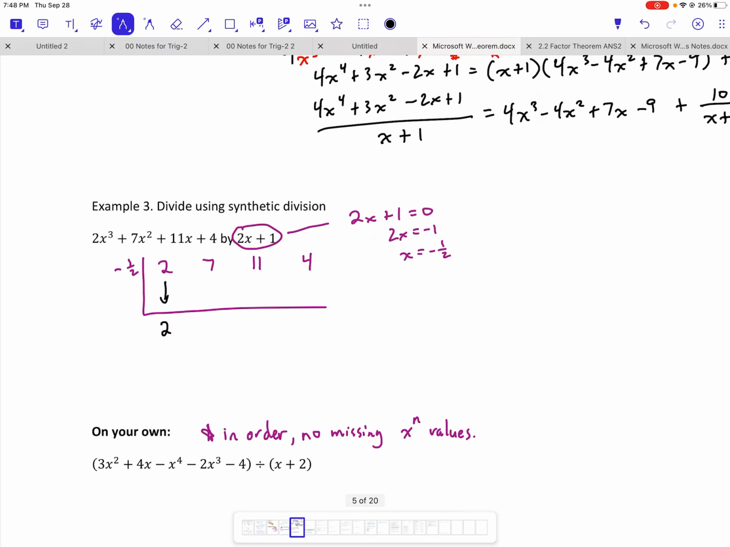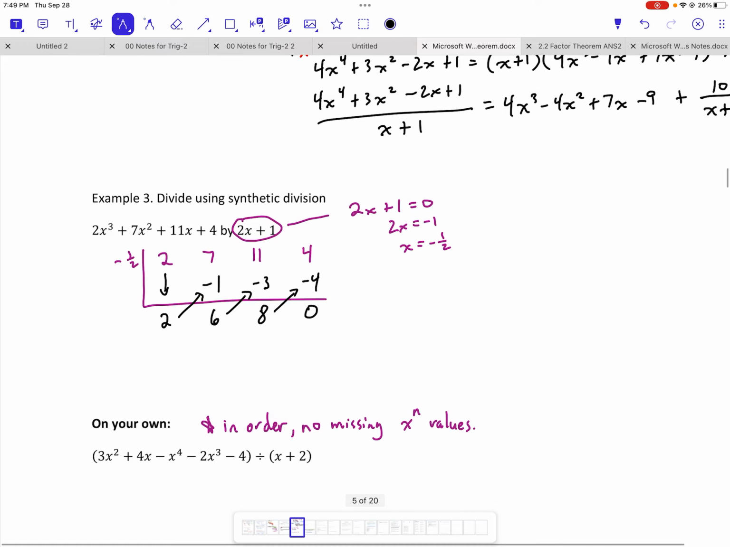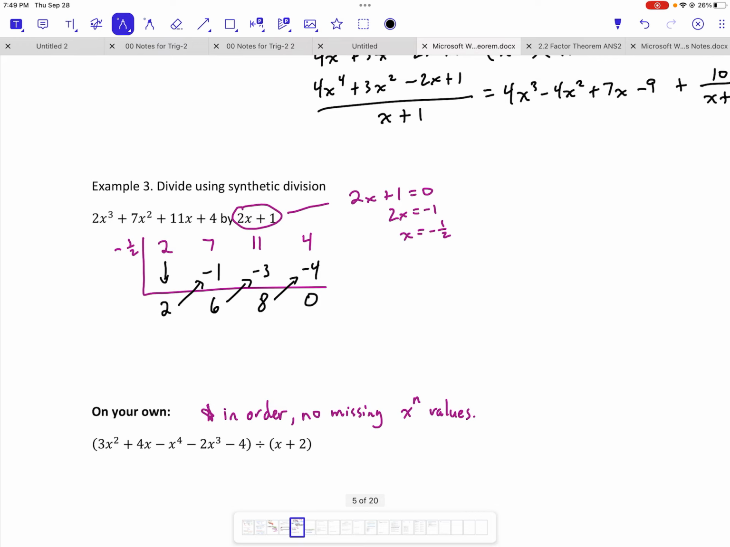So we got 2 multiplied by negative half, you get negative 1. Add down, you get 6. Sorry. Multiply to bring it to the top again, that's negative 3. Add to bring it down. Multiply to bring it to the top again. We get negative 4. And we get a remainder of 0. That's kind of cool because that tells us actually that it is a factor because there is no remainder.